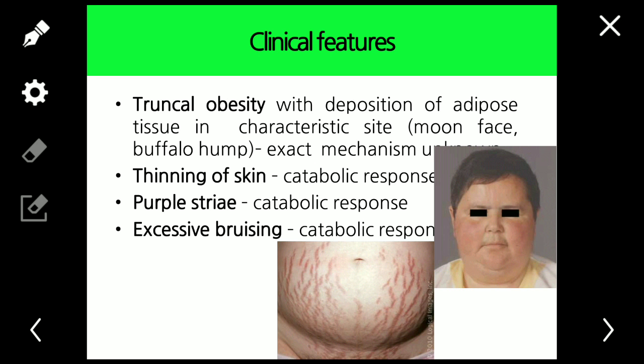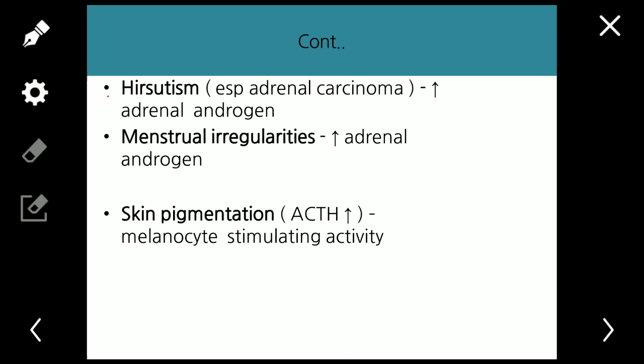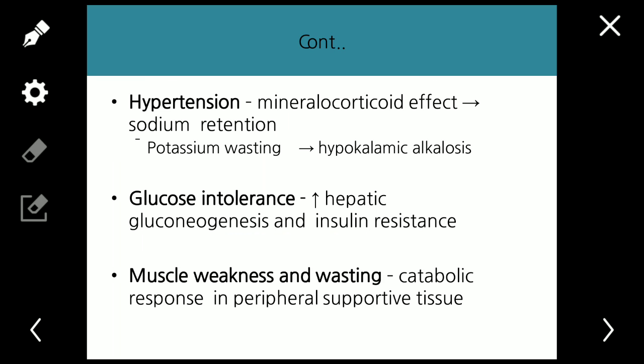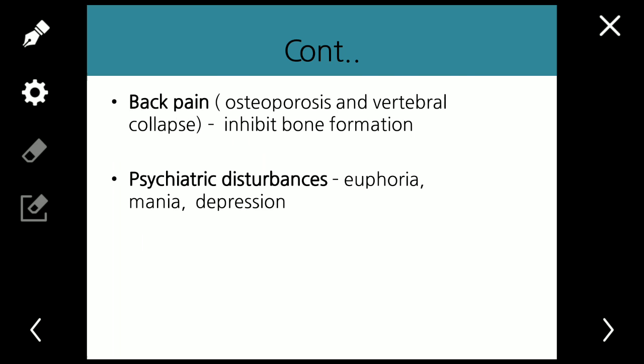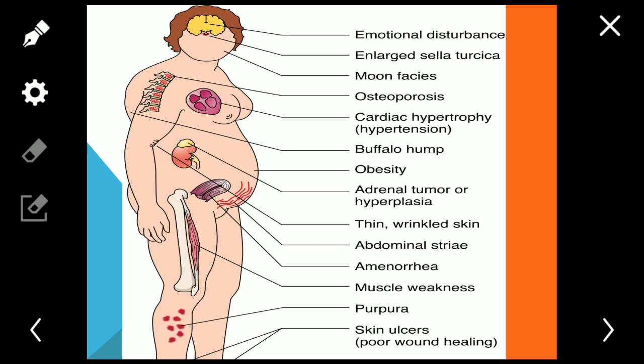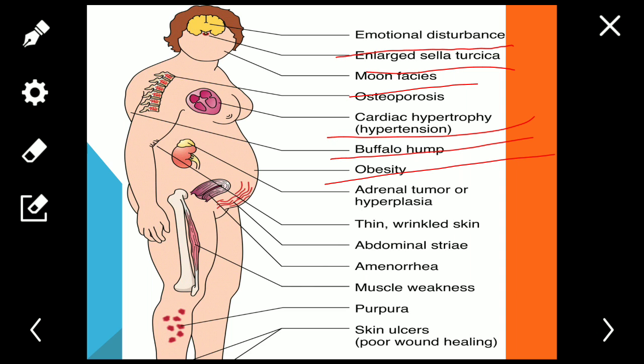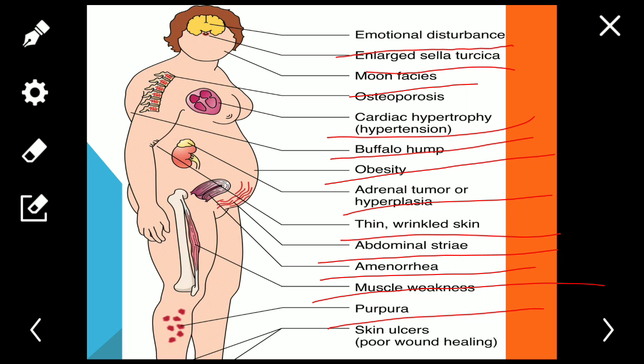So the clinical features, already discussed, are obesity, facial obesity, buffalo hump, abdominal obesity and the purple striae. Hirsutism, menstrual irregularity, skin pigmentation, all these are additional clinical features of Cushing syndrome. Hypertension, glucose intolerance, muscle weakness and wasting, back pain, psychiatric disturbances. So these are the features of Cushing syndrome. In addition: enlarged moon face, cardiac hypertrophy, buffalo hump, obesity, adrenal hyperplasia, thin and wrinkled skin, abdominal striae, also called purple striae, amenorrhea, muscle weakness, purpura, skin ulcers.